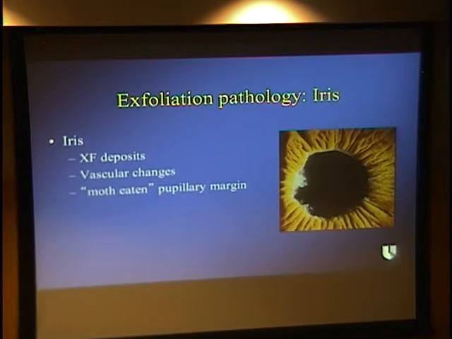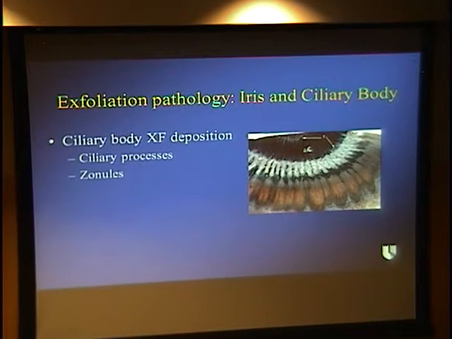Beautiful, beautiful work. On the iris, you have exfoliation deposits around the pupil. There's vascular changes within the iris stroma, and the pupil often has what we call a moth-eaten appearance. If you look behind the iris in a donor eye, you can see here are the ciliary processes, and they're just snowy white. So if anyone's doing endoscopic laser of this region, I don't know if anyone's tried that, it doesn't work very well. It's like a shield, this white shield. It's just very hard to get any treatment whatsoever.